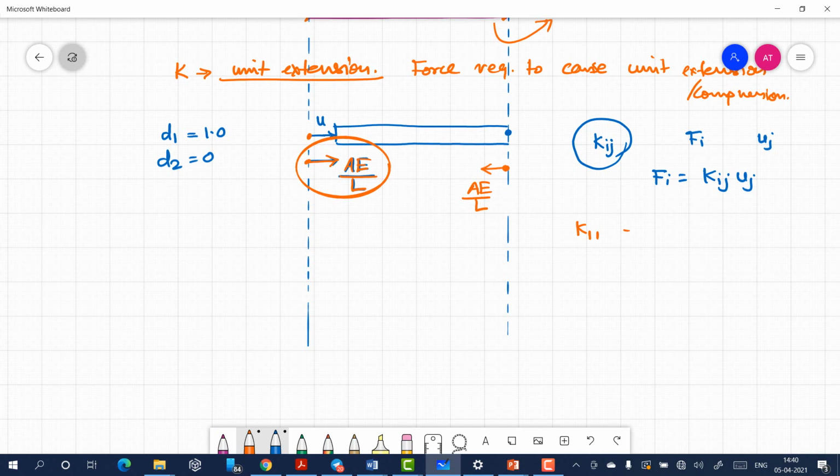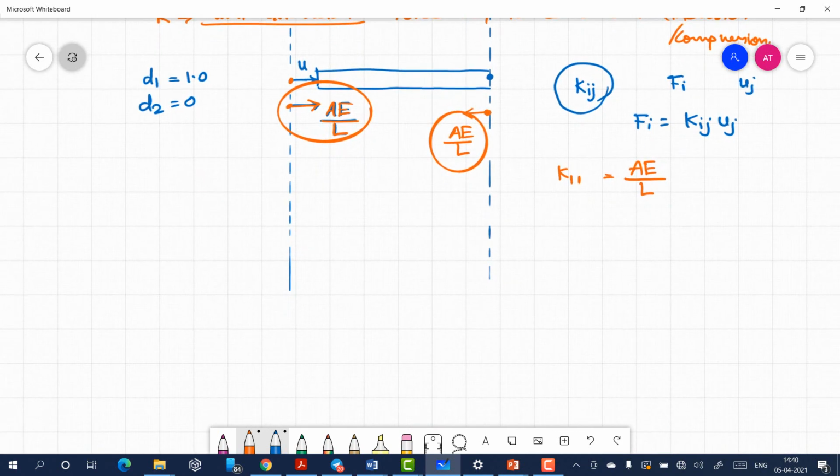Okay, and K11 is what? K11 is AE divided by L. Now this one is the force because of the displacement offered at node number 1 and being felt at node number 2. So force at node number 2 due to displacement at node number 1, that becomes K21, and because the direction of this force is opposite, in the negative x direction, if this is my x-axis, then this is minus AE by L.